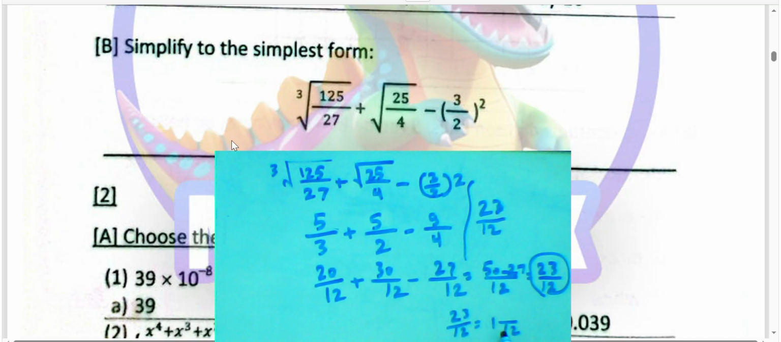Write 12. 1 times 12 is 12, and then find the difference. The result will be 11. Understood?